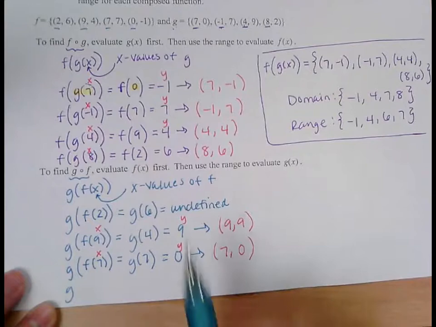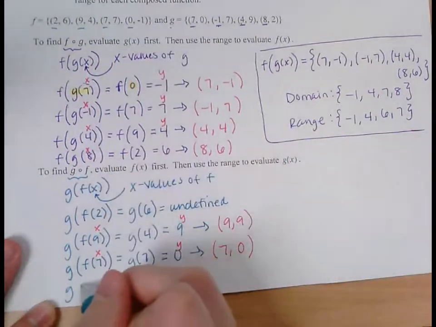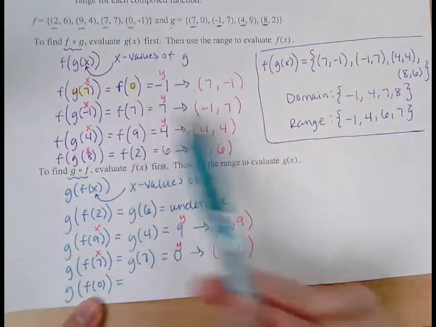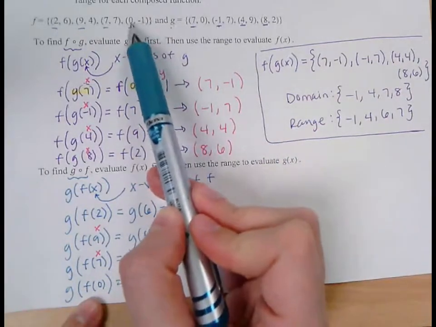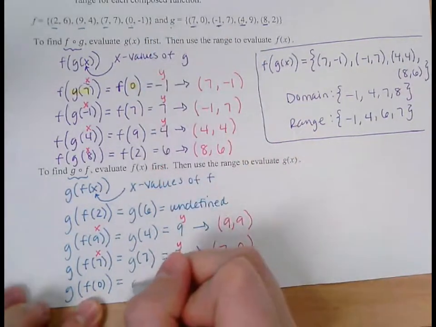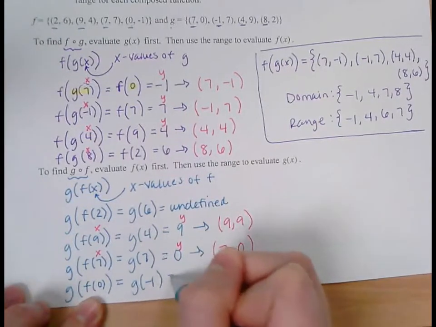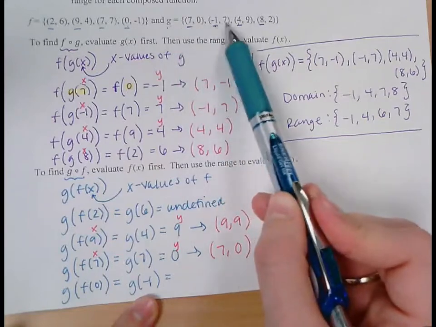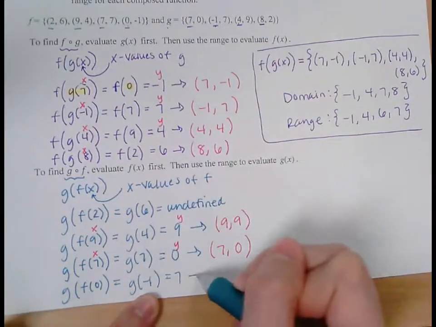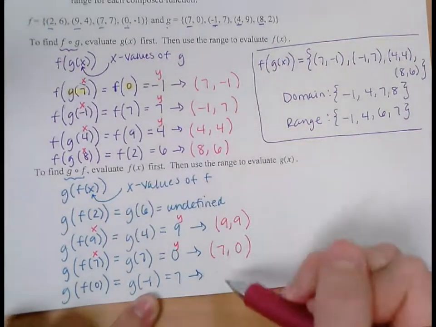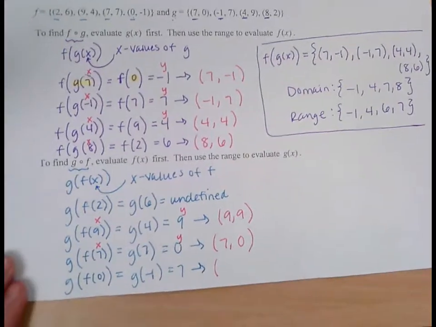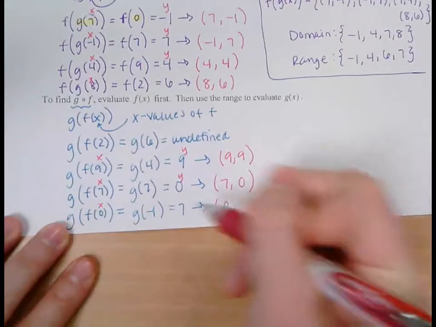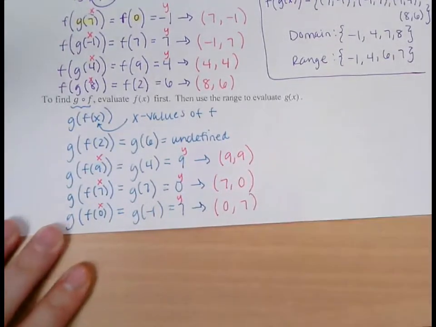And the last x value for f is 0, so g of f of 0. When x is 0 for f, y is negative 1, so this becomes g of negative 1. And when x is negative 1 for g, y is 7, so it equals 7. So that ordered pair has an x coordinate of 0 and a y coordinate of 7.